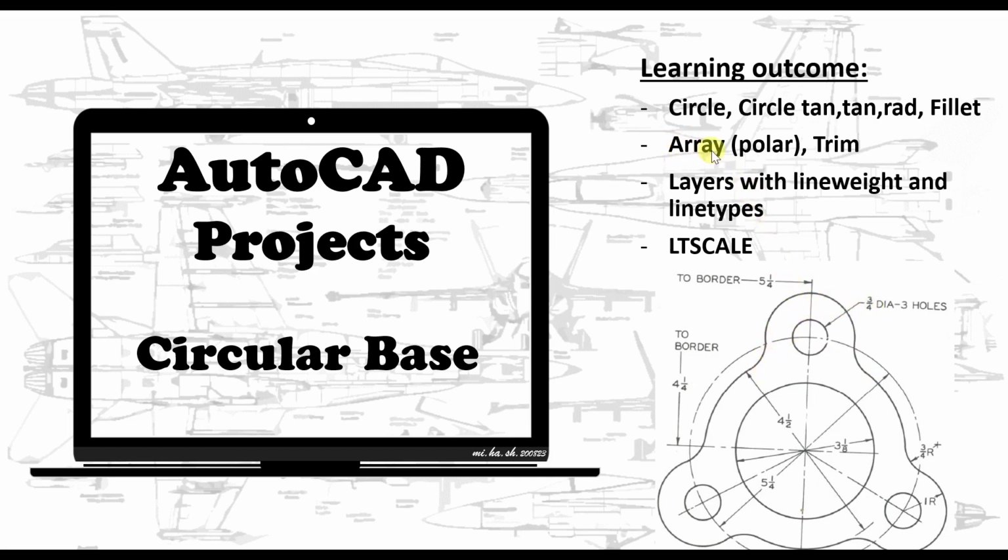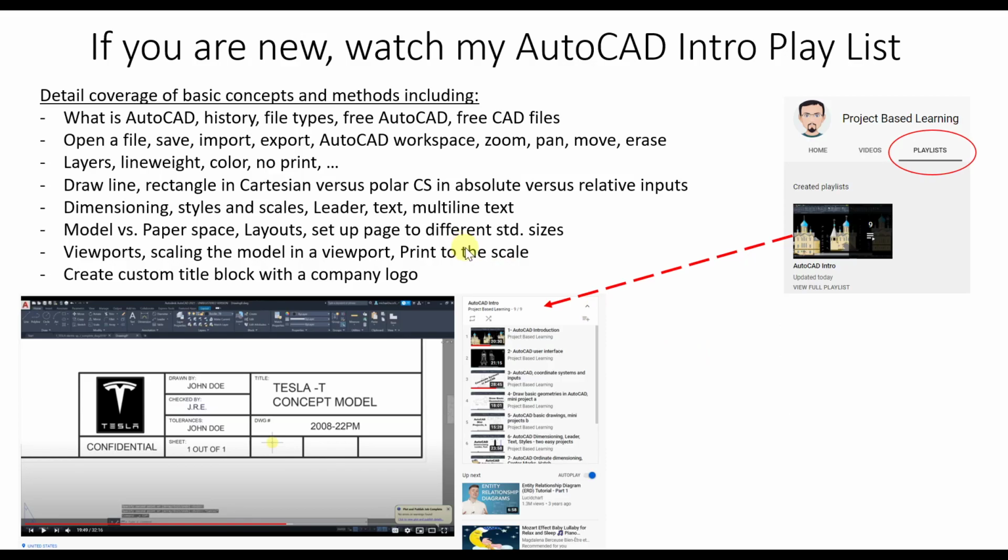We're going to talk about array, specifically polar array, and also the trim command. Also similar to previous videos, we'll be talking about layers with Lineweight and Linetypes. Also there's a very useful function called LTSCALE, which stands for Linetype scale. That's used to scale up or down your line type. For instance, your center lines, if they're not spaced properly, we can use this command to space them properly.